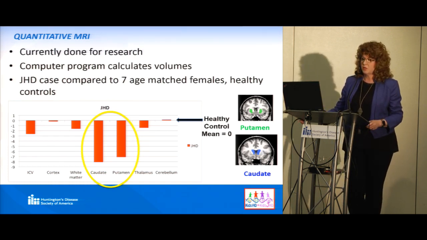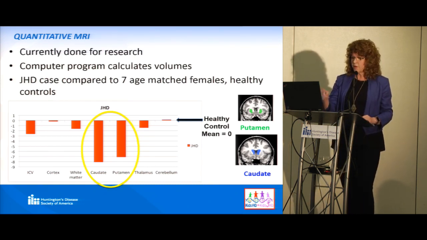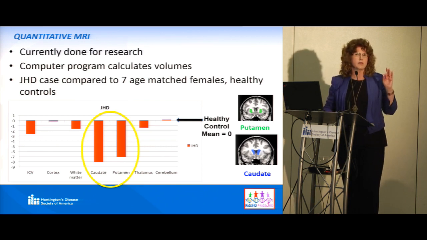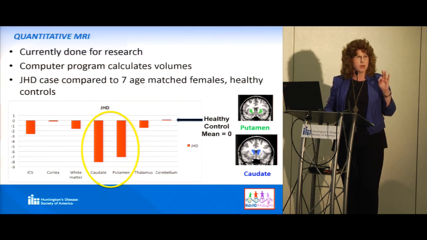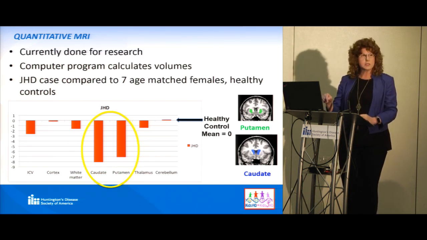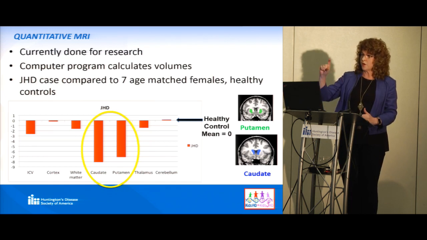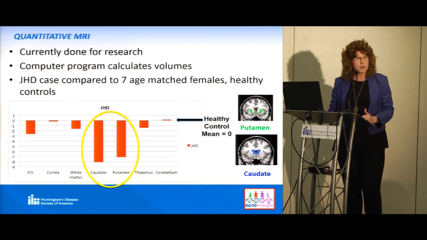So this graph that I'm showing, these are all normalized so that the 0 point on the vertical axis is representative of where the healthy controls are. This is one JHD case, and it's compared to 7 matched females, and they're all healthy controls. So the 0 bar is where the healthy control volumes are. The red bars, if they're lower than 0, that means they're smaller than the controls. If they're increased above 0, that means they're larger than controls. All of these are lower than controls.